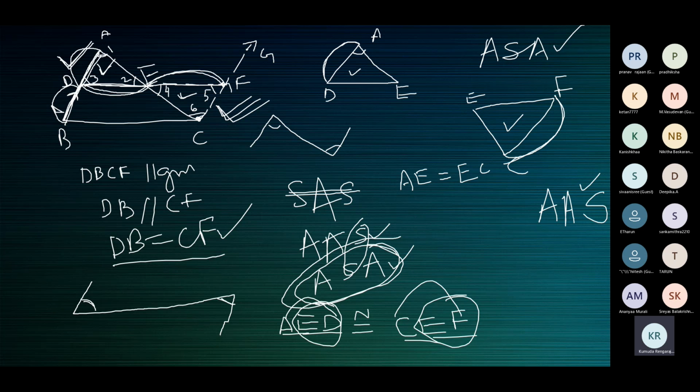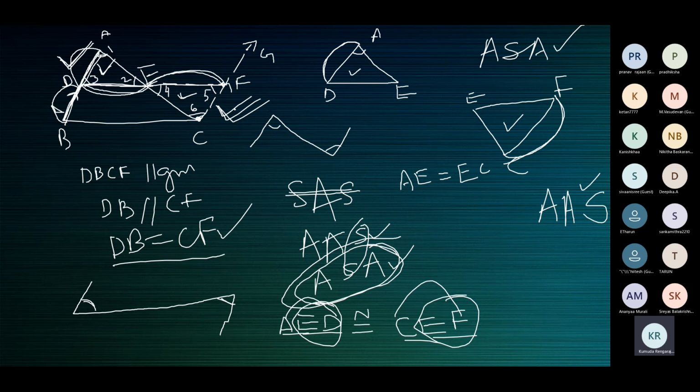See, we should not forget the reason why we proved that the two triangles are congruent. We want to show that DBCF is a parallelogram and we want the result DB is equal to CF. But we proved that AD is equal to CF through congruency. But AD is nothing but DB. So DB is equal to CF. Now DB is equal to CF and DB is parallel to CF. So DBCF is a parallelogram.